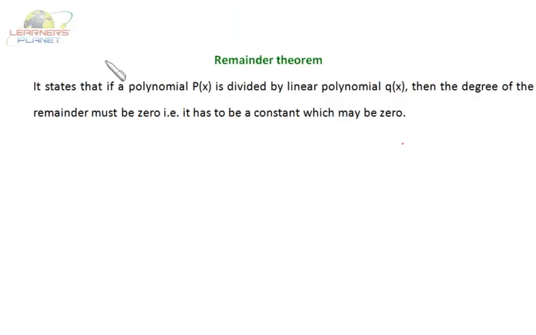Let's have a quick recap of remainder theorem. It states that if a polynomial P(x), and the degree of this polynomial should be greater than or equal to 1, is divided by a linear polynomial Q(x), then the degree of the remainder must be 0. That means it has to be a constant, which can be 0. Or in other words, suppose I have a polynomial P(x). The degree of this polynomial is either 1 or more than 1, and suppose a is any real number.